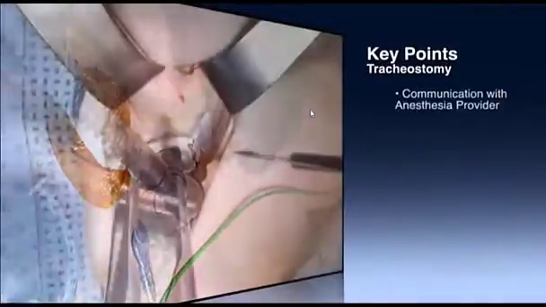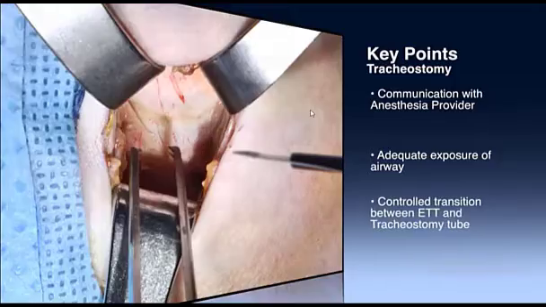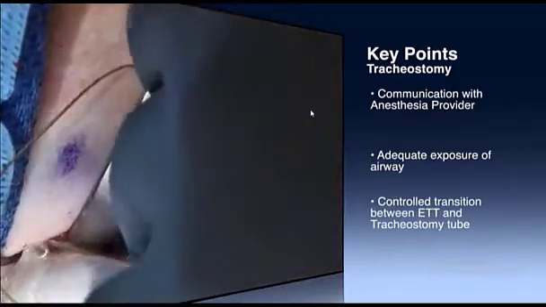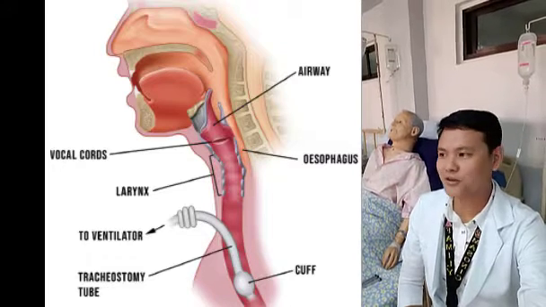So here are some key points for the tracheostomy: communication with the anesthesia provider, adequate exposure of airway, and control transition between ETT and then the tracheostomy tube. So guys, that ends our discussion.